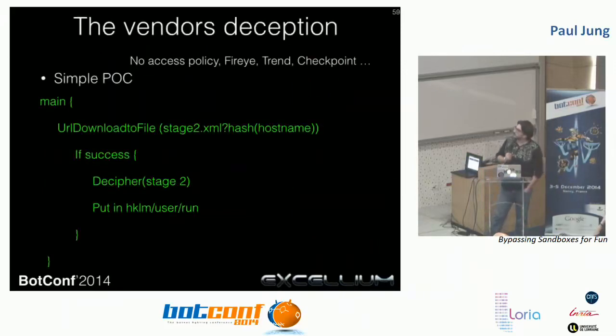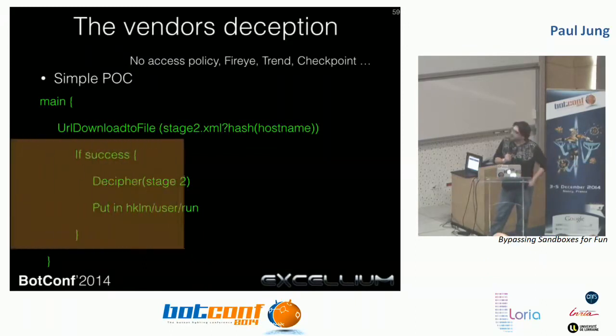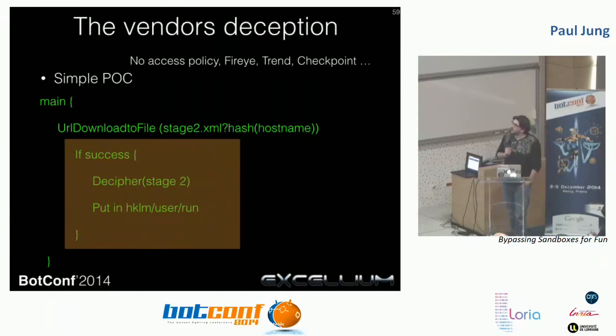Other perks: it works for a lot of vendors. By default, sandboxes are not able to talk to the internet. Some cannot talk to the internet at all, and some can, but you have to set it up, and by default it's cut. So if you make a simple POC, you download a file with something inside that is hashed by your request, for example the host name of the workstation. And if you are successful in deciphering the result, you can do your bad things.